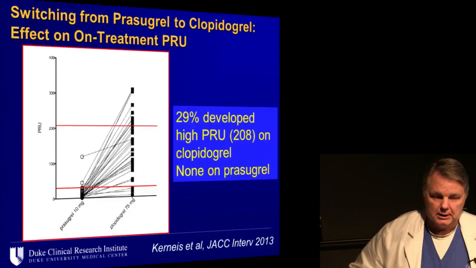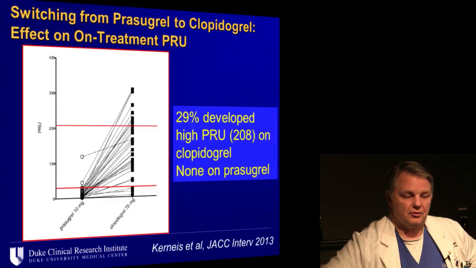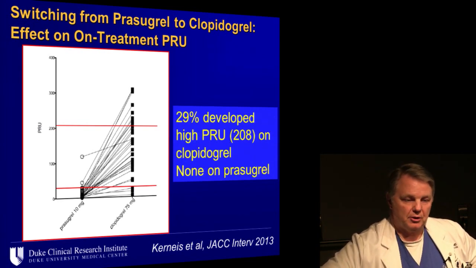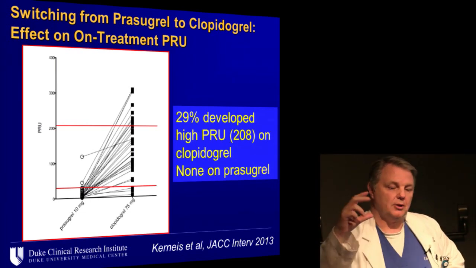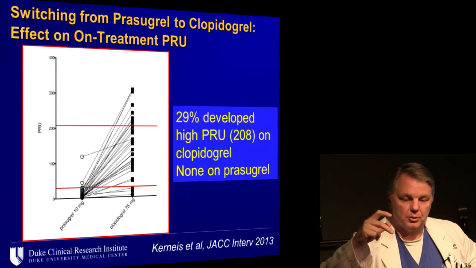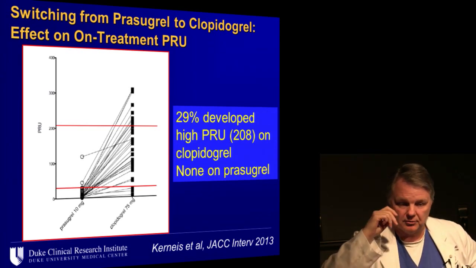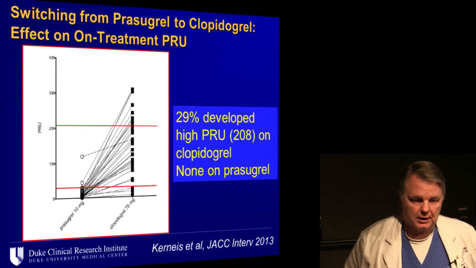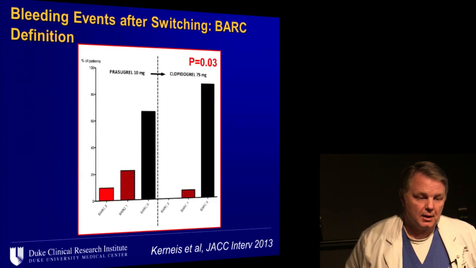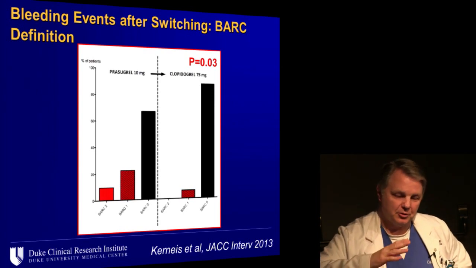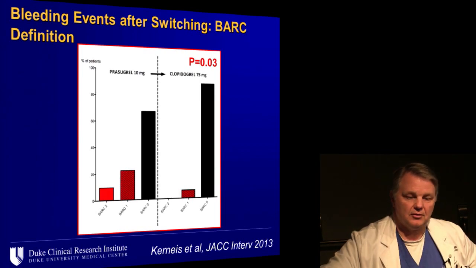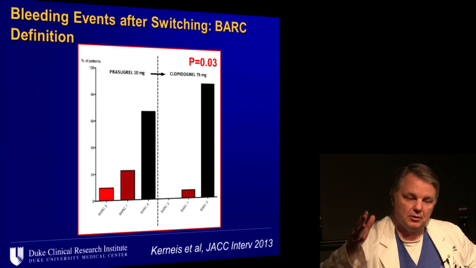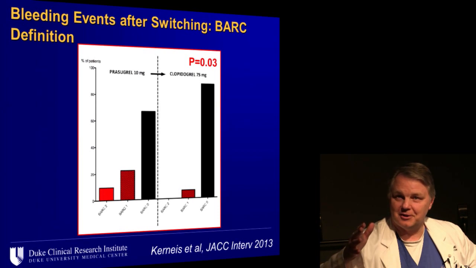But what they did show is that when you switch somebody from prasugrel on the left-hand side to clopidogrel, your PRU goes up. And so, of course, I've already mentioned that a higher PRU is more associated with stent thrombosis. And in fact, 29% of the patients here developed a high PRU level on clopidogrel, while none had so on prasugrel. And if you look at bleeding, because this trial was not large enough for looking at ischemic events, shifting patients away from prasugrel to clopidogrel actually indeed lowered the event of bleeding.